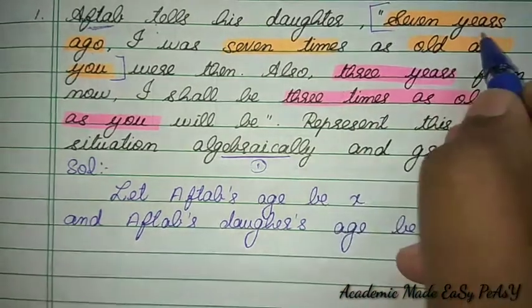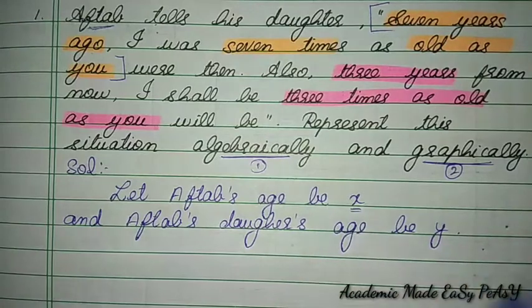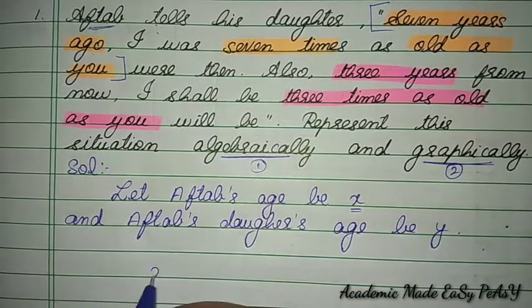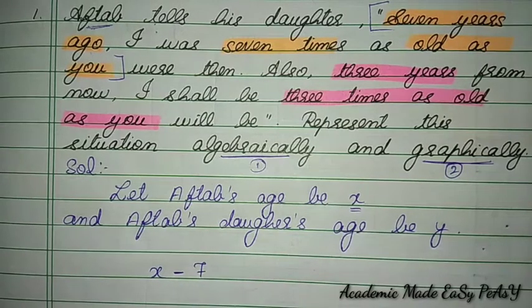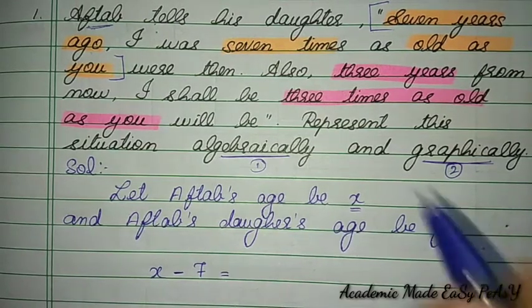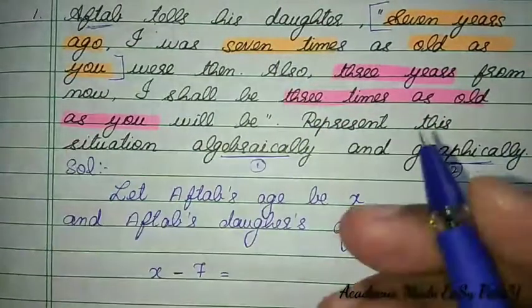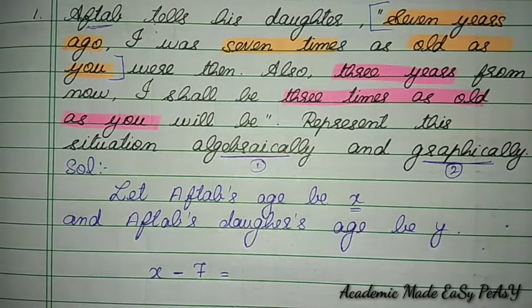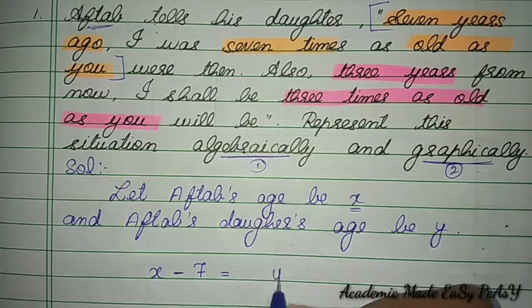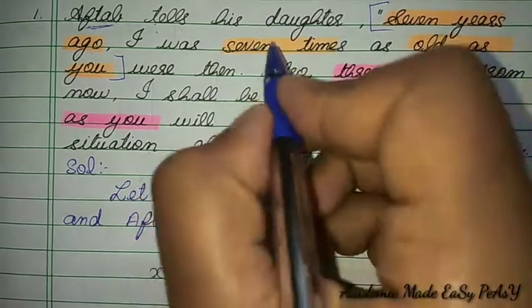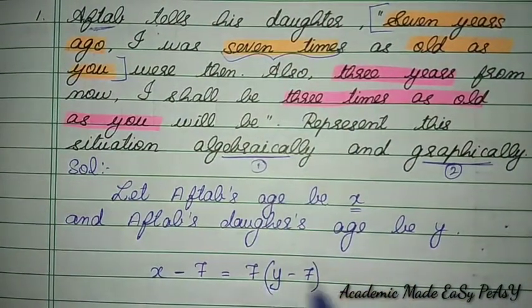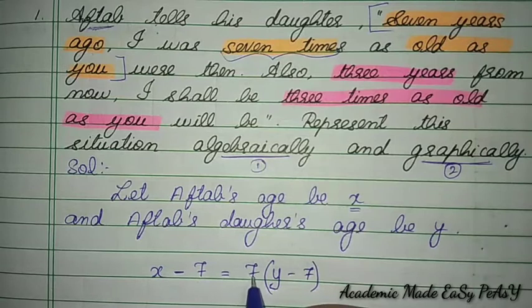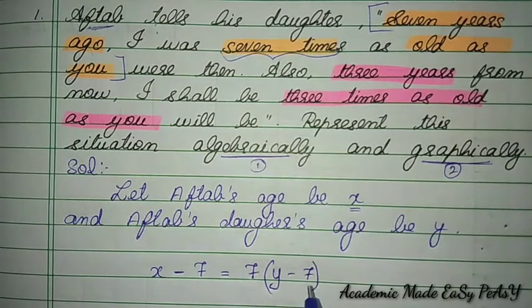So x is Aftab's present age, and before 7 years it will be x minus 7, which is equal to 7 times as old as you. Before 7 years, what was Aftab's daughter's age? We don't know, so I will write y minus 7. Since 7 times is there, I will multiply with the entire thing. You should not only multiply with y, you have to multiply with the entire term.